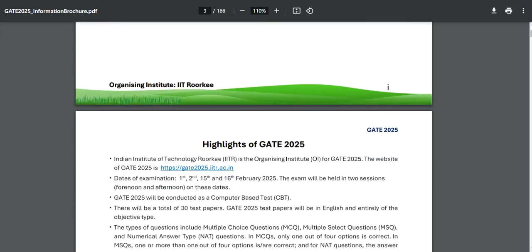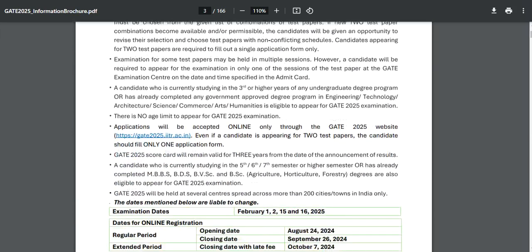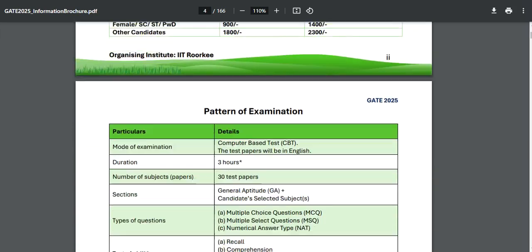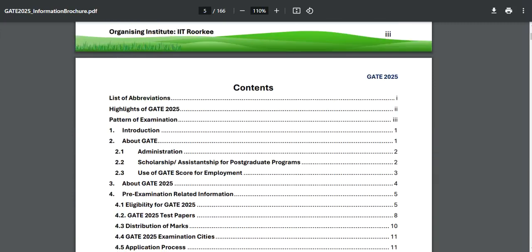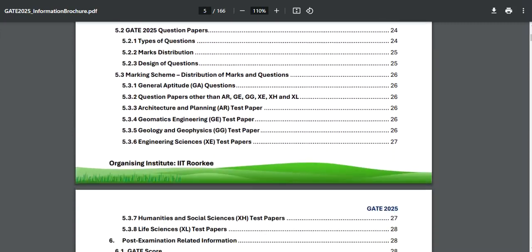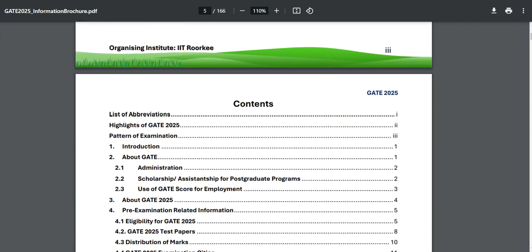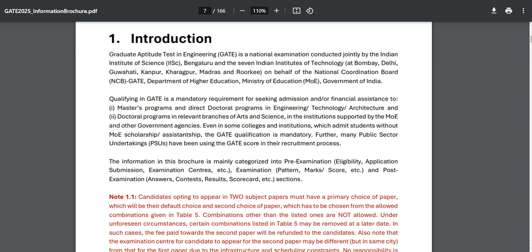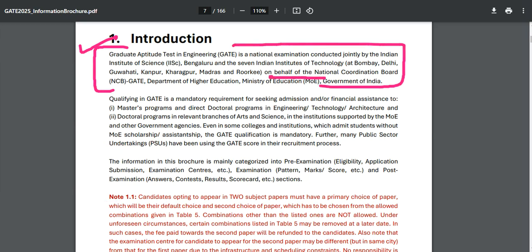These are some dates which we will be referring to in our upcoming videos, but the point of this video is sincerely about what is GATE. So you will come over here and click on the introduction. Then you will find that this is the introduction to the Graduate Aptitude Test in Engineering. This is conducted by whom? On behalf of the National Coordination Board, NCB GATE, Department of Higher Education, Ministry of Education.